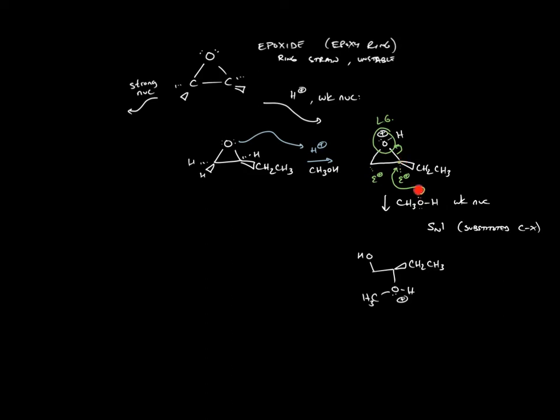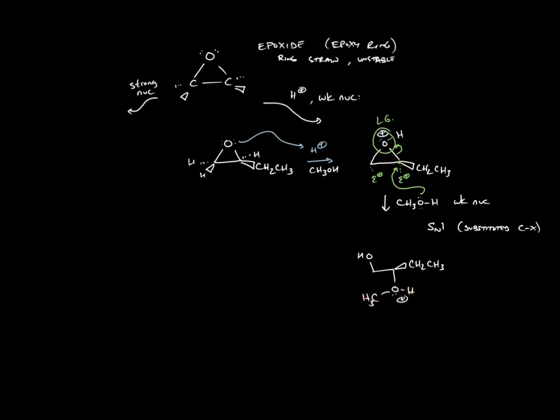Therefore, the weak nucleophile would attack the carbon on the most substituted side, and we would have a new bond down here between the carbon that was the electrophile, so this is the one that was in that three-membered ring, but is now just sitting over here by itself. It has a new bond to the oxygen, which was the weak nucleophile in that methanol.